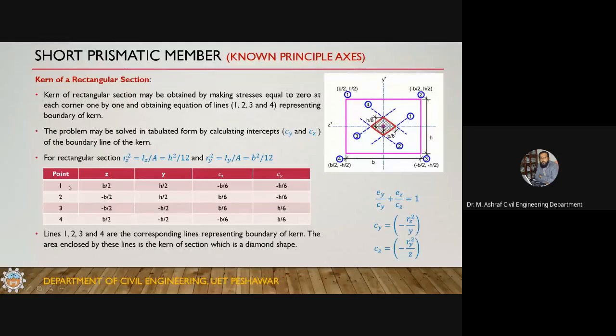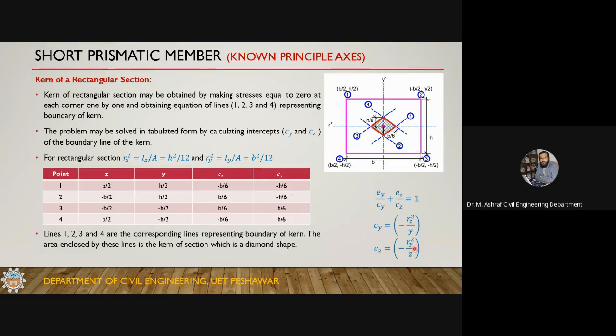So for point number 1, the value of Z is B by 2 and Y is H by 2. RZ squared is H squared by 12. Plugging in this expression, H squared by 12 divided by Y, which is H by 2, you will get the value of CY, which is H by 6.